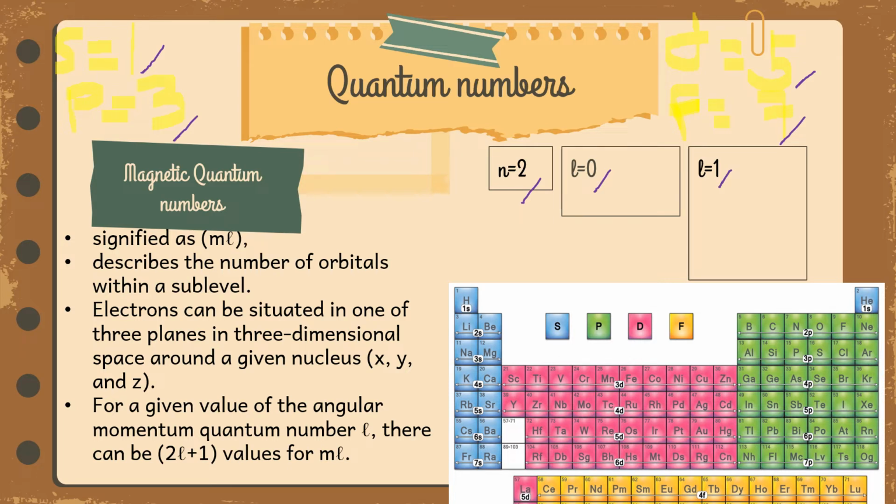So for the angular momentum 0, we have a magnetic quantum number of 0. While for the angular momentum quantum number 1, the magnetic quantum numbers are positive 1, 0, and negative 1. Remember that the magnetic quantum numbers consist of the positive and negative versions of the angular momentum quantum numbers together with the 0.